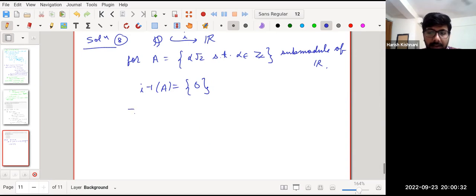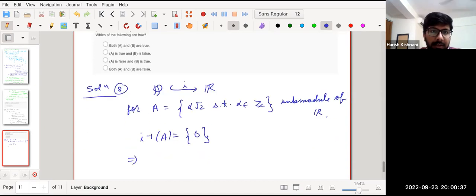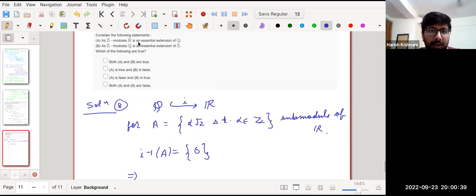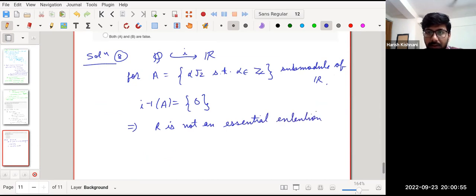So this is a non-zero submodule whose pre-image is 0. So this implies that R is not an essential extension of Q.